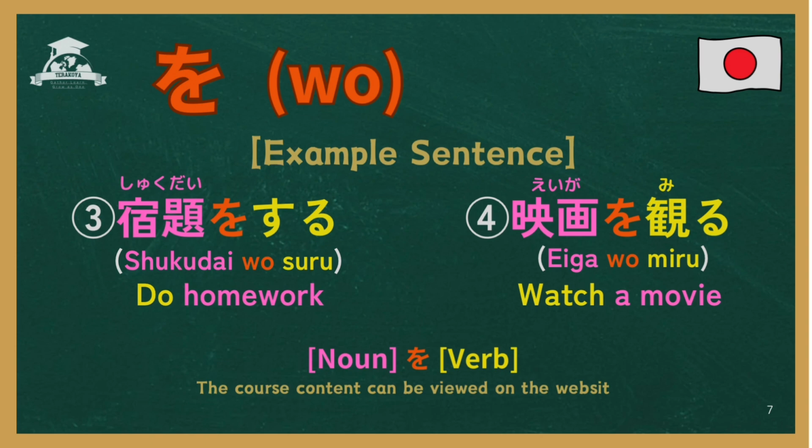宿題をする. It means do homework. 宿題 is homework. する is do. 宿題をする. 映画を見る. It means watch a movie. 映画 is movie. 見る is watch. 映画を見る.